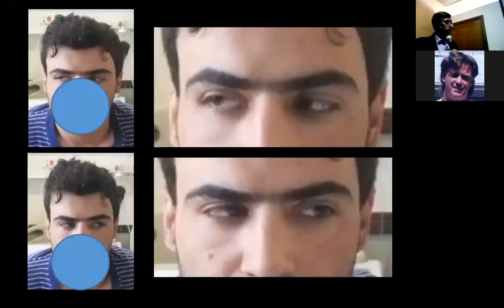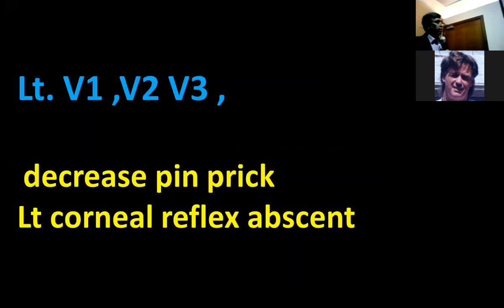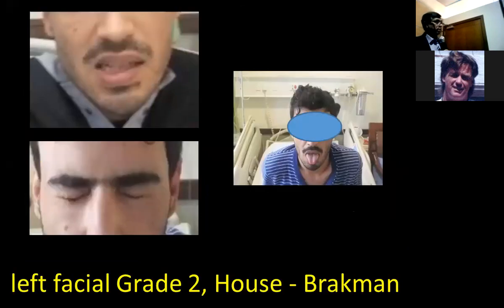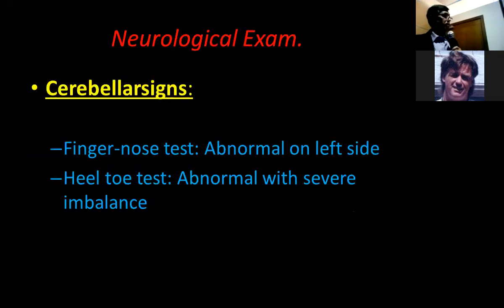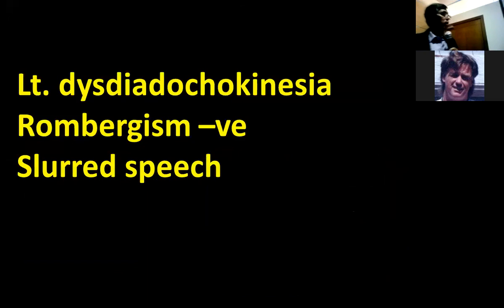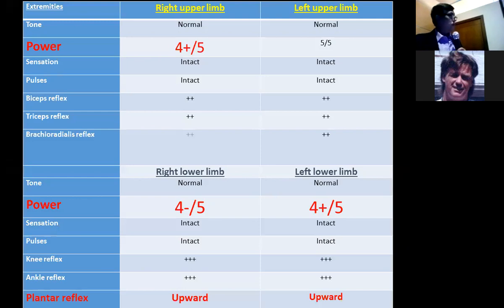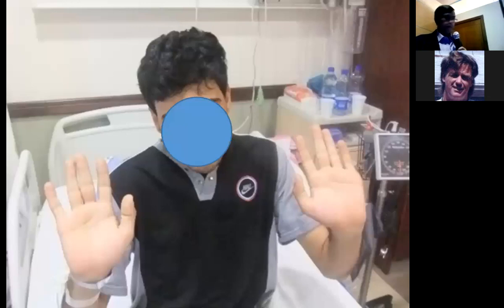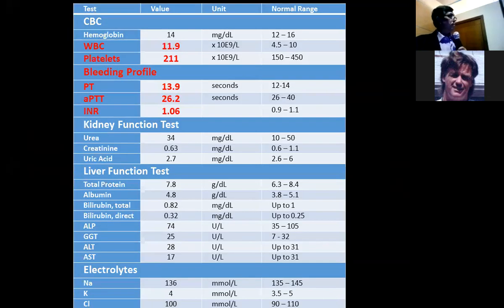Again here, the eye movements. He had also trigeminal involvement: decreased pinprick and corneal reflex absent. And he had some mild facial weakness. And as we said, when you speak about facial weakness, you have to define the grade by House-Brackmann grading. He had cerebellar signs also. Finger-nose test was abnormal on the left, with dysdiadochokinesia, rebound phenomenon, and slurred speech. He had also pyramidal weakness. So you can see the difference. And some alteration, but not important, in CBC and so on.